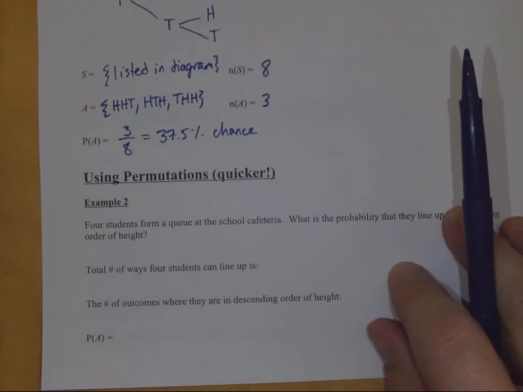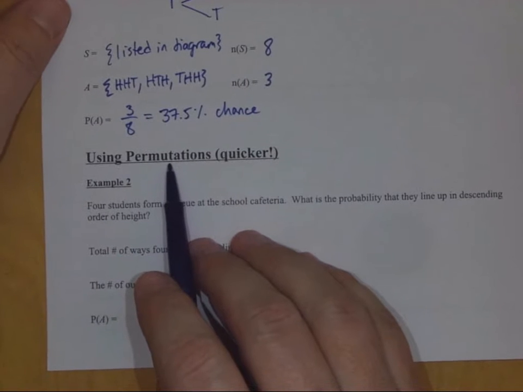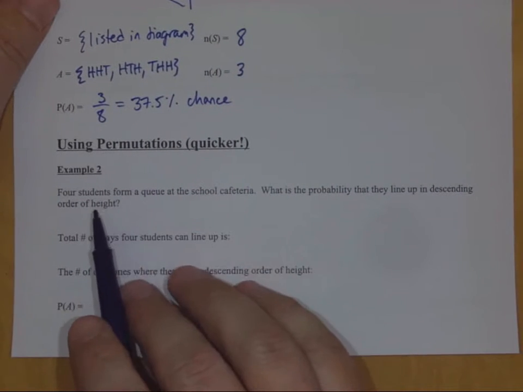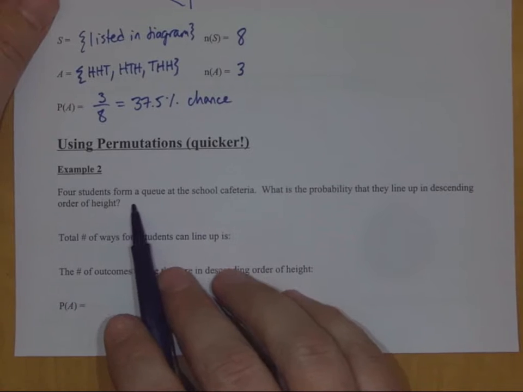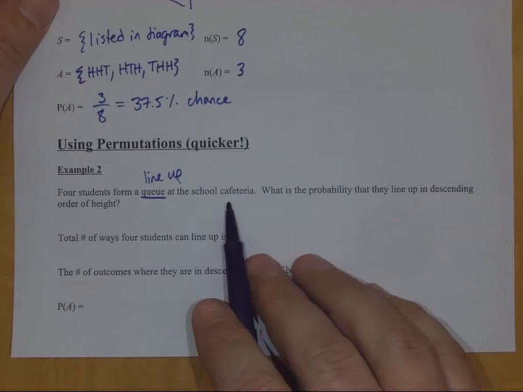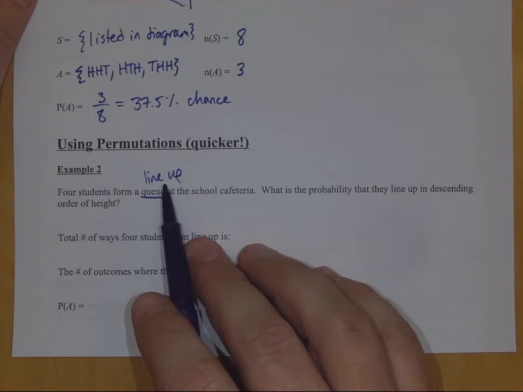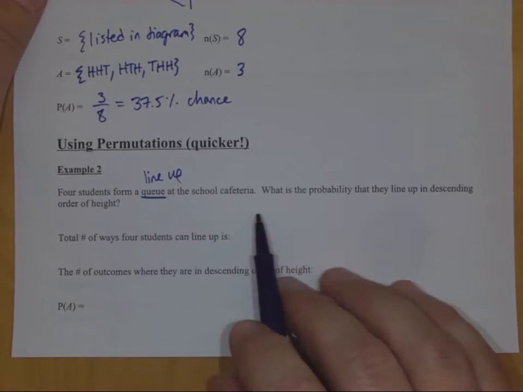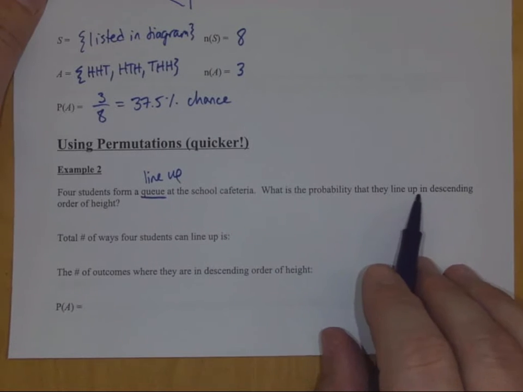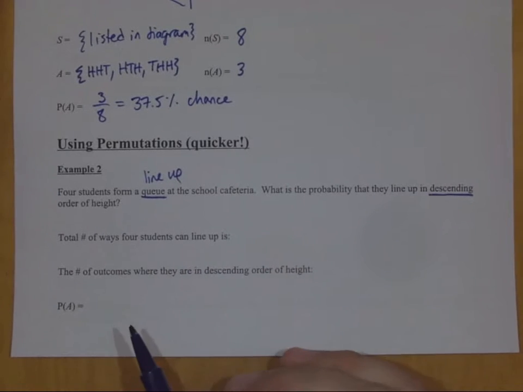Okay, moving on. How about if we need to use, let's say, a permutation in a probability question? So here's example 2. 4 students form a queue, that's a fancy way of saying a lineup, at the school cafeteria. Well, if they're lining up, right off the bat, my alarm bells are ringing. Does that mean that arrangements count? That order matters? Yes, it does. What is the probability that they line up in descending order of height? That means that the first person in line has to be the tallest and the last person has to be the shortest.